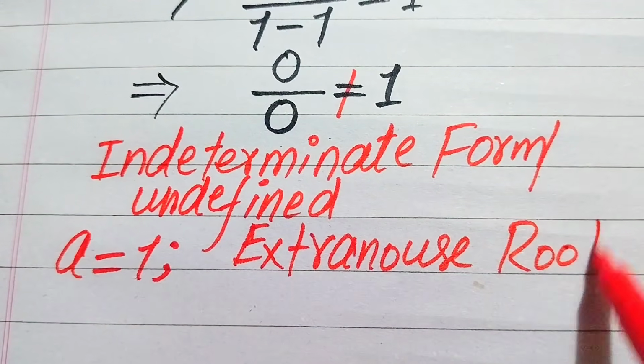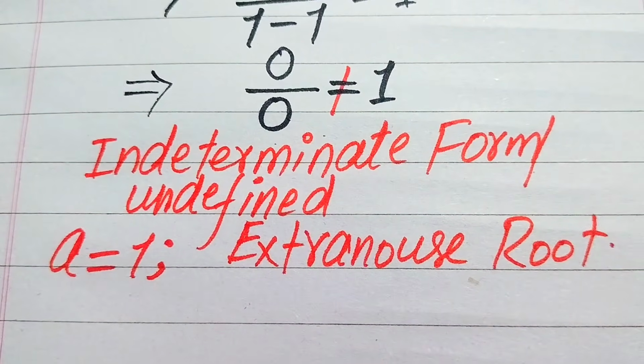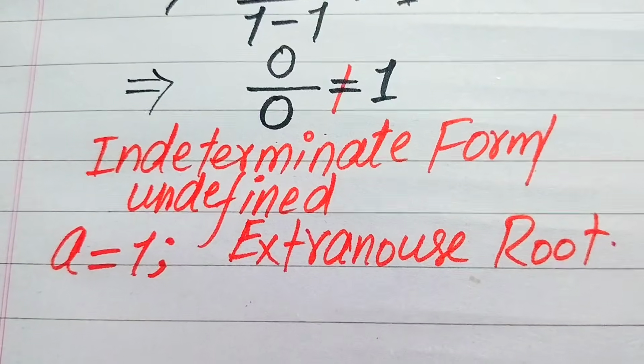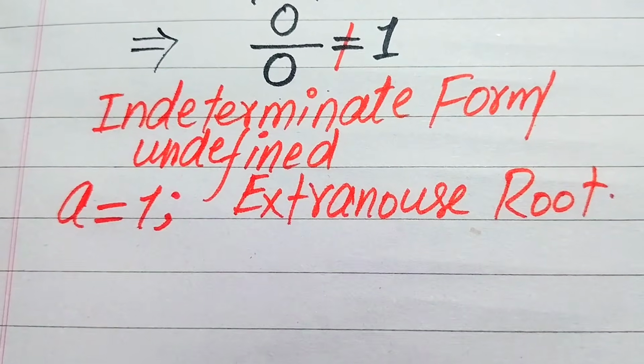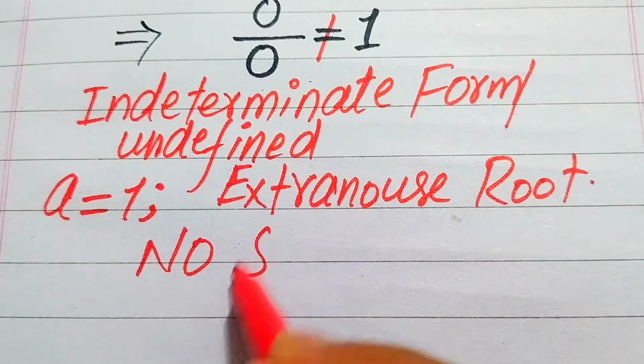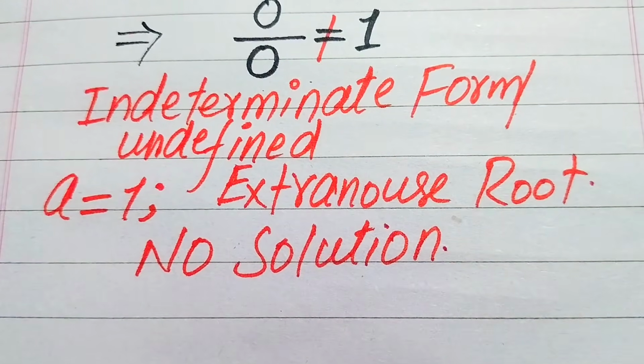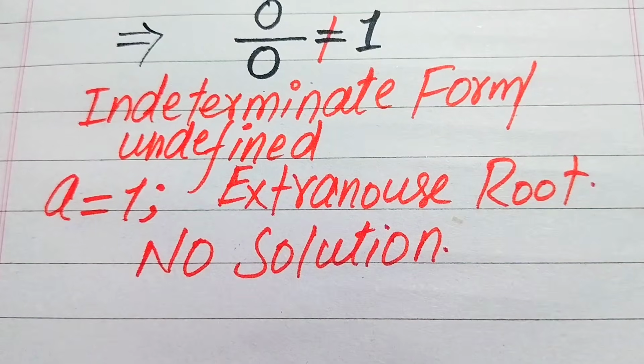Okay, this is the extraneous root, and further you see here we cannot get any other value of a which satisfies our given question statement. So we finally conclude that this question has no solution in general. So this is our final answer which we get from the first method.